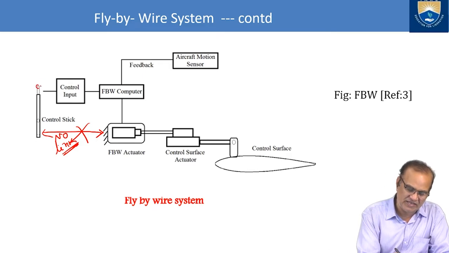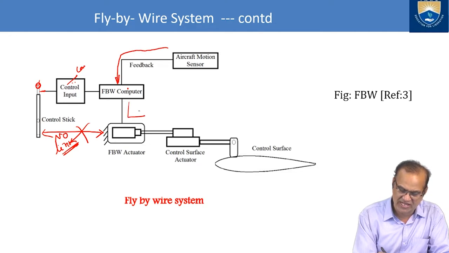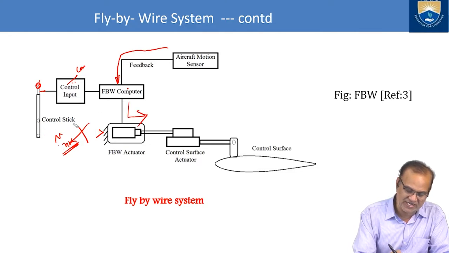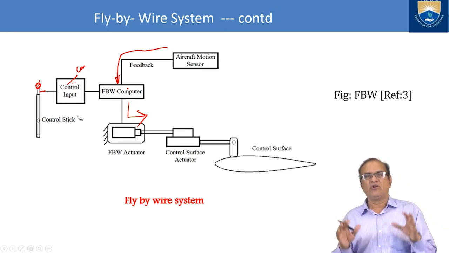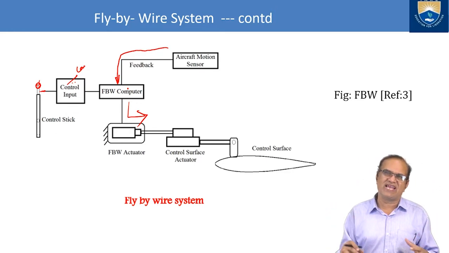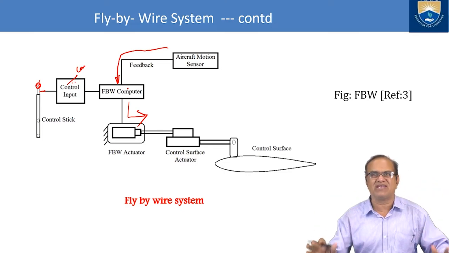The pilot has some electrical switches here. This will operate the control input. From here, the signal will go to the computer. From here, the sensors will cue to this and this will operate. This is not connected here. It is free. So no wire, no links, no pulleys, no bell cranks, no bearings, nothing is there. No mechanical part.